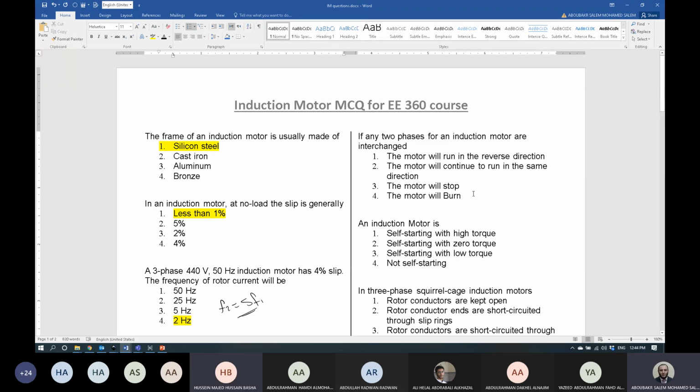Reverse direction. This is right. Okay, why is it reverse? Because you interchange between the 2 phases. Exactly. Interchanging 2 phases means you reverse the sequence from ABC to ACB. So the flux rotation will be in the opposite direction. So the motor will be reversed. The motor direction will be a reversal.